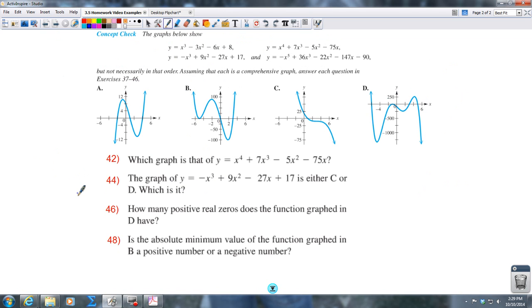Now I'm going to bump it over to numbers 42, 44, 46, and 48. There are 4 equations up here. They go with 4 graphs. We don't know which equation goes with which. They're all kind of mixed up.